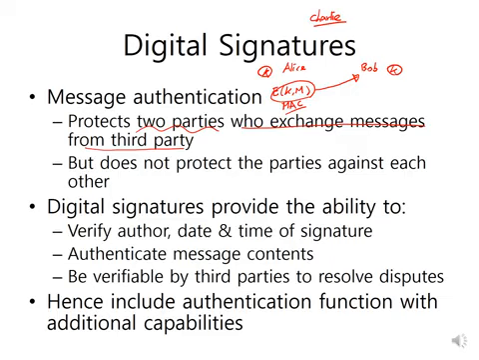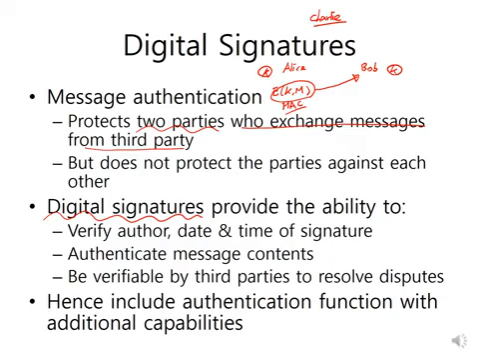If Alice performs some action and then denies it, claiming that the action was performed by Bob, not her, then Charlie cannot verify it, right? So this is a very difficult problem to resolve in symmetric schemes. In order to resolve this problem, data signatures were developed.